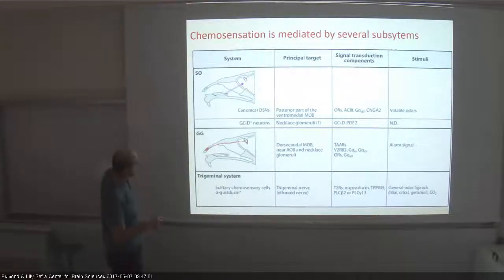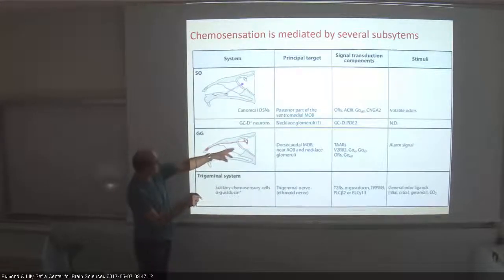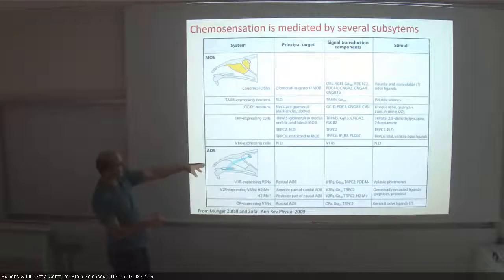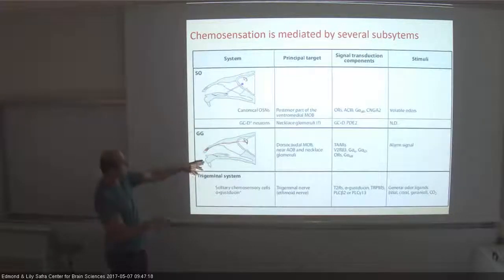And you have another set of neurons. This is called the Grueneberg ganglion. It's very close to the nostril, and it's a small subset of cells that projects also to this region. It's close to where the cells of the accessory olfactory system project to, but it's a distinct set of glomeruli that receive this information.